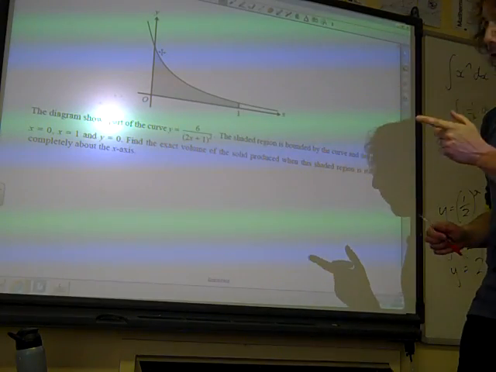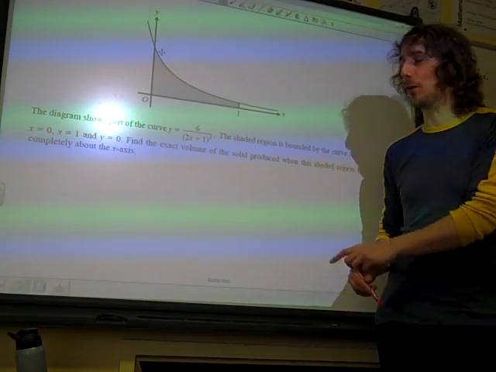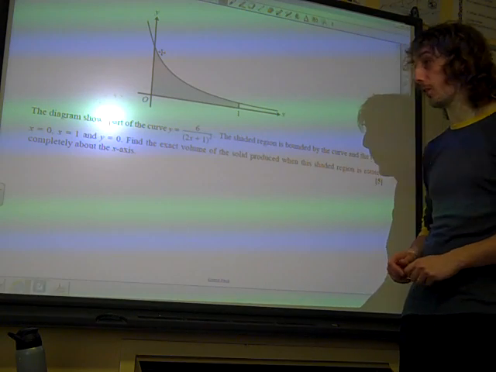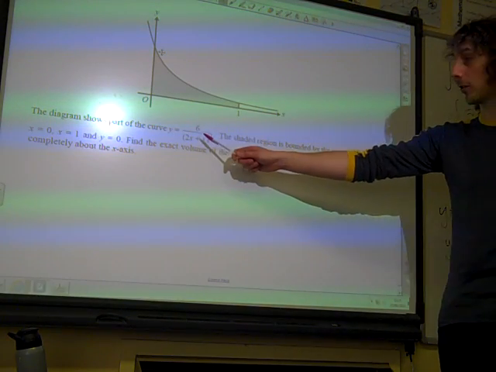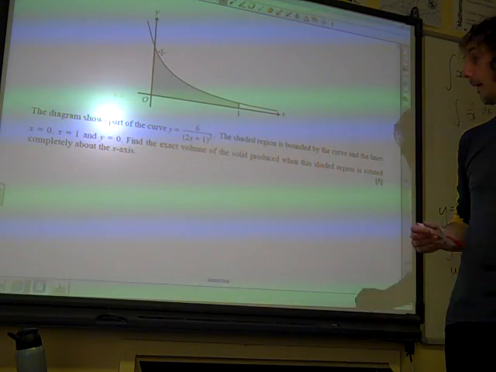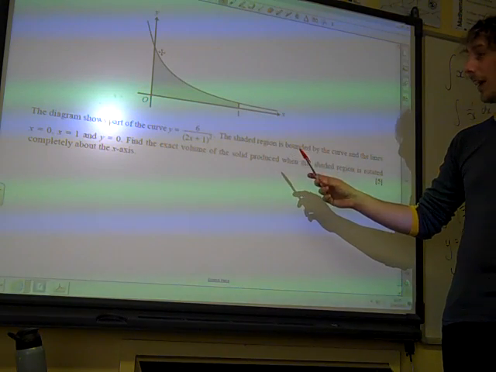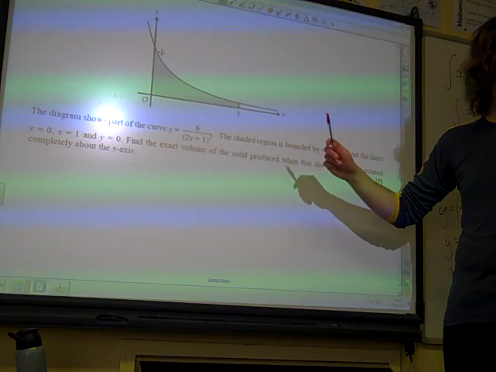So, January 2012, question 2 is volumes of revolution. The curve shows this function, y equals 6 over (2x plus 1) squared. We've got a shaded region. It's kind of a standard volumes of revolution question, isn't it?